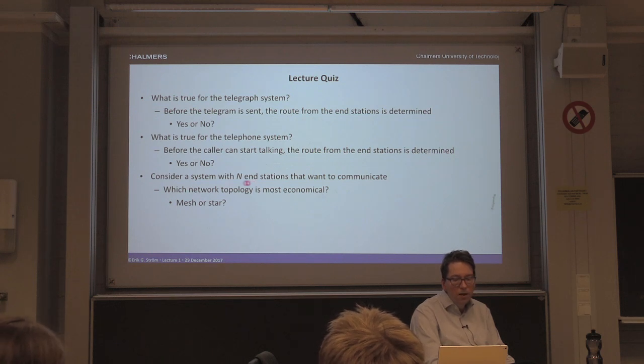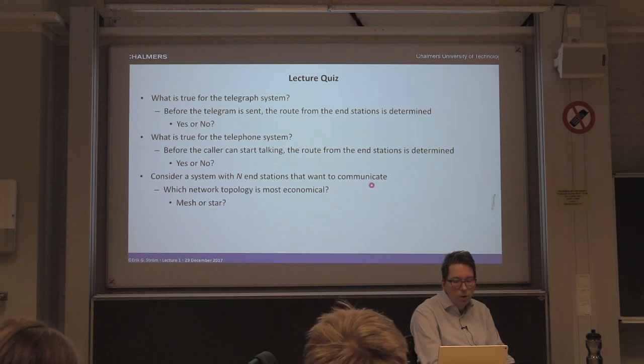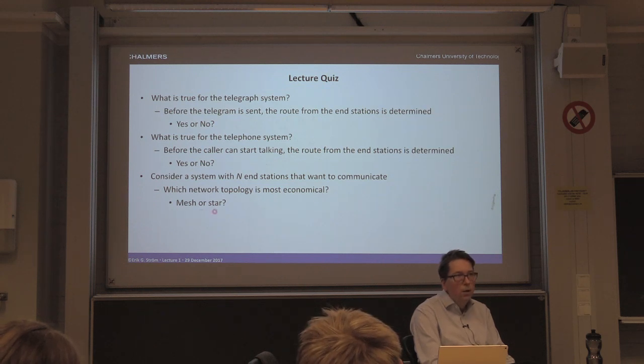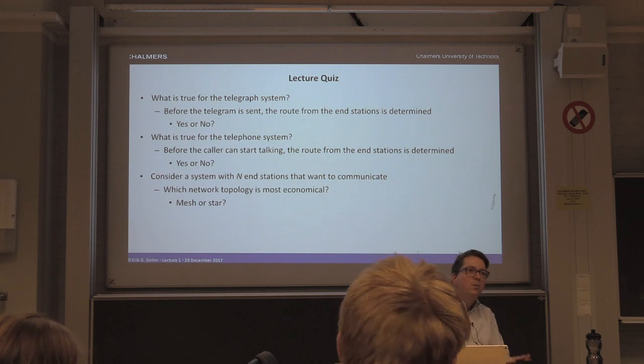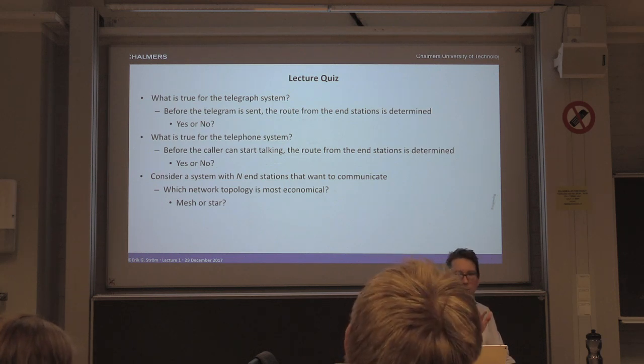Consider a system with capital N stations that want to communicate. Which network topology is the most economical one? Mesh or star? Star. Yay. Okay. So maybe this was a little bit too simple a question, but you get the flavor, right?